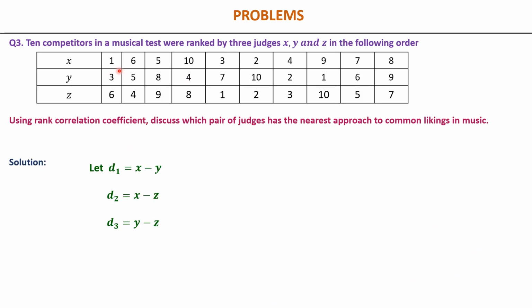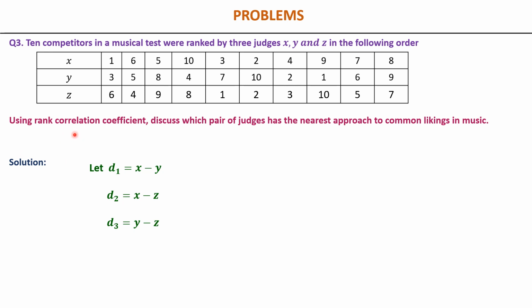The third problem and the final one for this video is very interesting. There are 10 competitors in a musical test, and they were ranked by three judges, X, Y, and Z. So we have three judges, and their ranking is what is given here based on the performance of the 10 competitors. The first judge has given rank one for the first competitor, rank three Y has given, and sixth rank is what Z has given. So these are the rankings that have been given by the three judges.